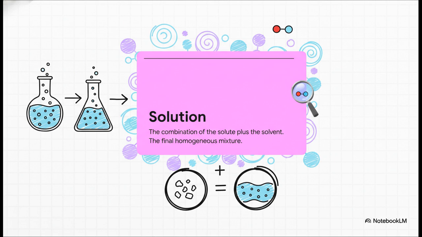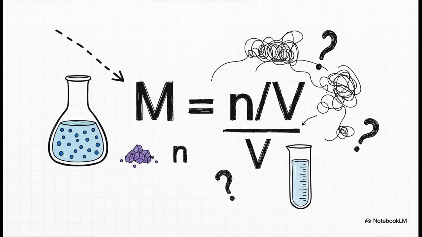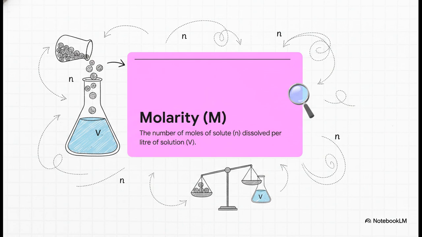Got it? Good. Okay, and that brings us right back to that famous formula. M equals n over V. Molarity is the number of moles divided by the volume. It looks so simple, right? But believe me, this is where the plot thickens. So what is molarity really? It's all about concentration. Think of it like this: how much stuff, or how many moles of that solute, have you crammed into 1 liter of the final solution? It's all about the ratio, the amount of stuff per a certain amount of space.